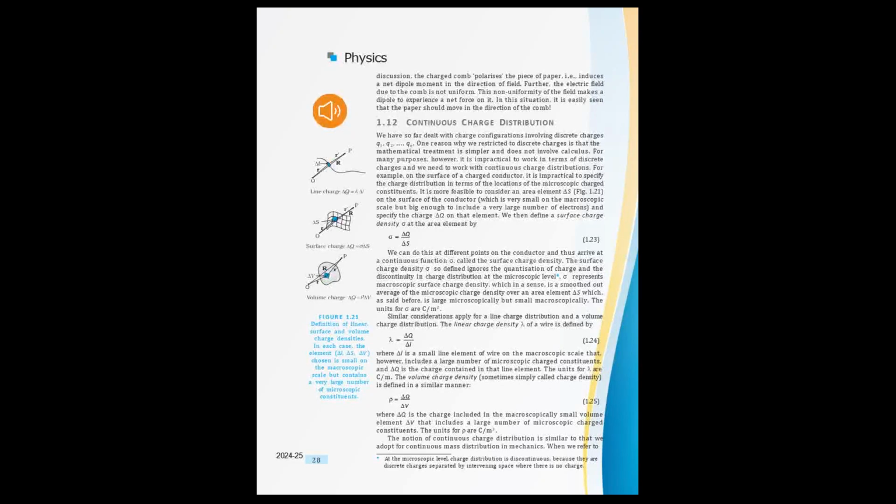The volume charge density, also called charge density, is defined in a similar manner, given by rho equal to delta Q by delta V, where delta Q is the charge included in the macroscopically small volume element delta V that includes a large number of microscopic charged constituents. The units for rho are coulomb per meter cube, because this is the charge per unit volume. The notion of continuous charge distribution is similar to that we adopt for continuous mass distribution in mechanics.